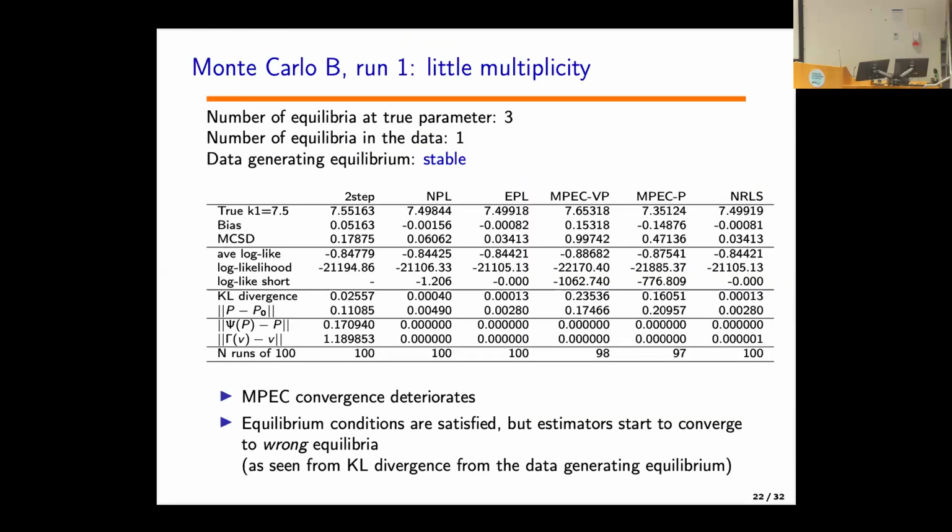Exactly. That's why it's not 0. But these constraints here, they are satisfied. So the KL divergence, and also this, it's easier to interpret, but this absolute difference between the conditional choice probabilities is different, right? It's different over the state space.